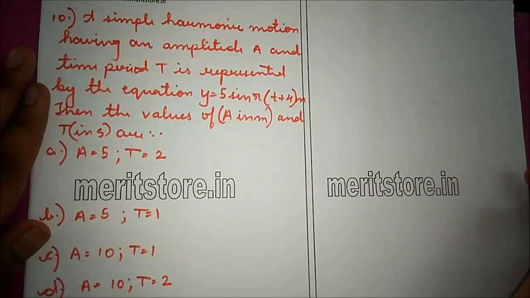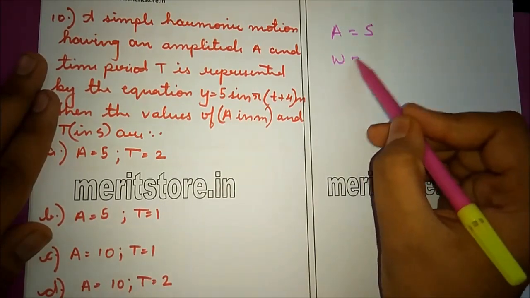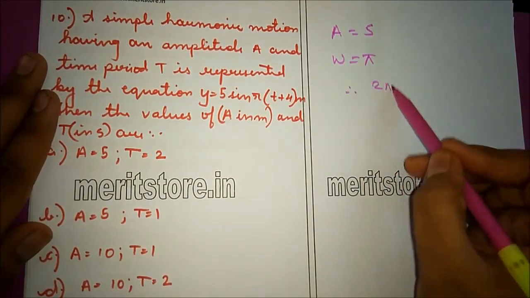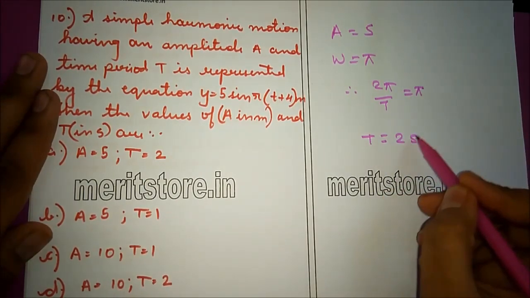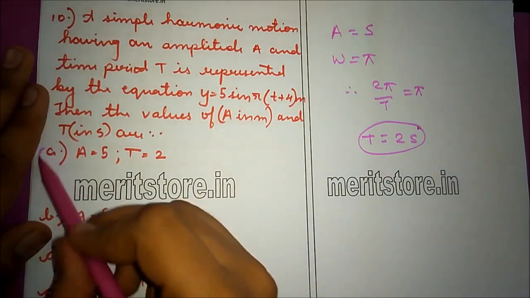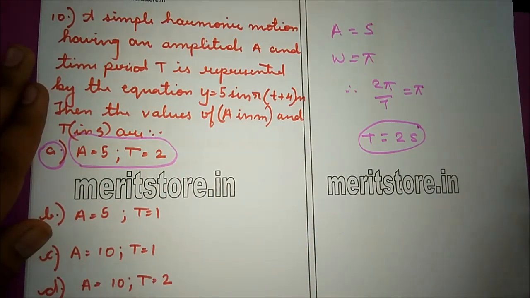A simple harmonic motion having an amplitude A and time period T is represented by the equation y is equal to 5 sin (pi t plus 4) meter. Then the value of A in meter and T in seconds are, now we know A is equal to 5, omega is equal to pi. Therefore, 2 pi by T is equal to pi. The value for T is equal to 2 seconds. So option A, A is equal to 5 and T is equal to 2 is the correct answer.